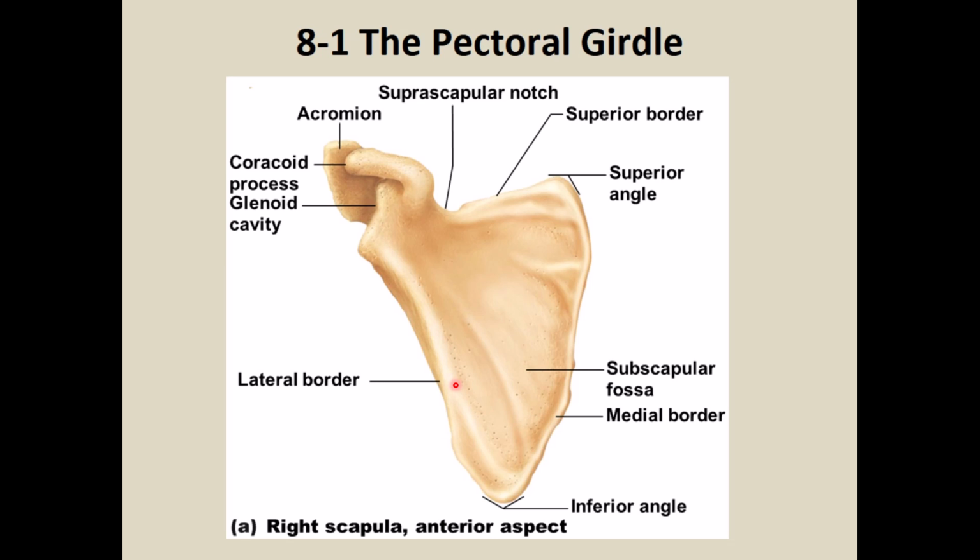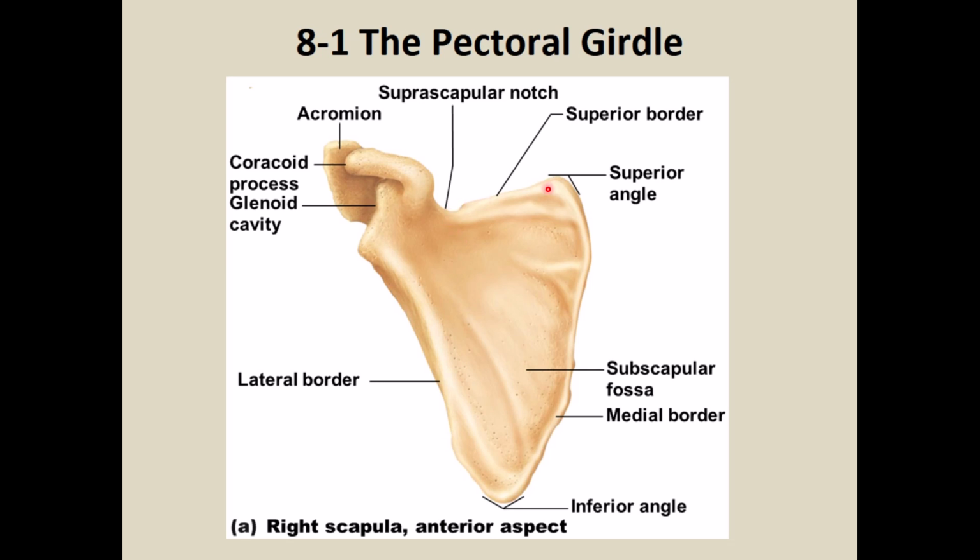The other bone that is part of the pectoral girdle is the scapula, and the scapula is a triangular kind of bone. It has two surfaces. The anterior surface, this one, is called the subscapular fossa, and the subscapularis muscle attaches here. And there is also the other side, which I will show to you in the next image. It has three borders.